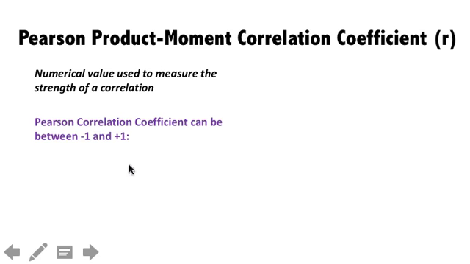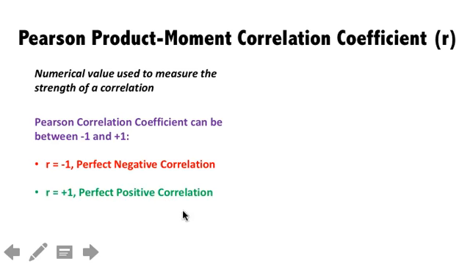And you'll rarely actually see -1 and +1, because -1 means you have a perfect negative correlation. That's what the negative means. And +1 means you have a perfect positive correlation. The two things move together perfectly. And if you have an R value of 0, there's no correlation at all.